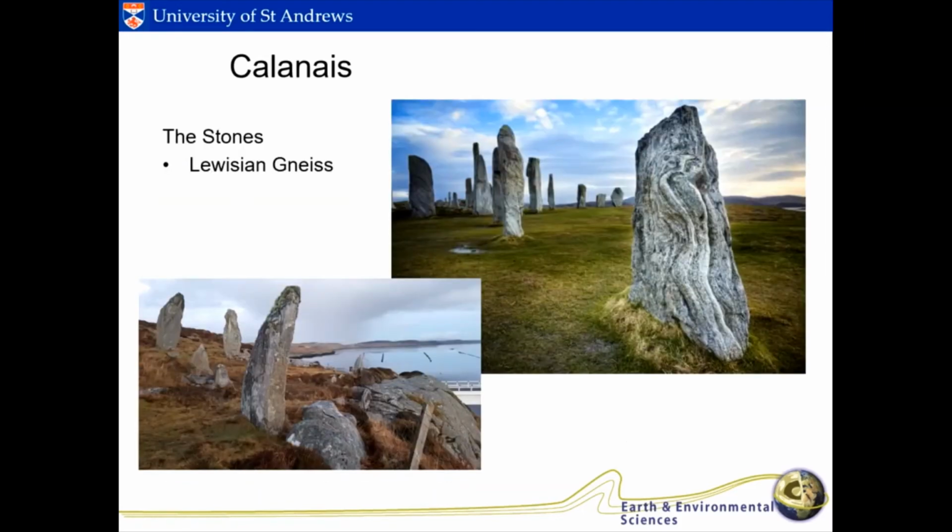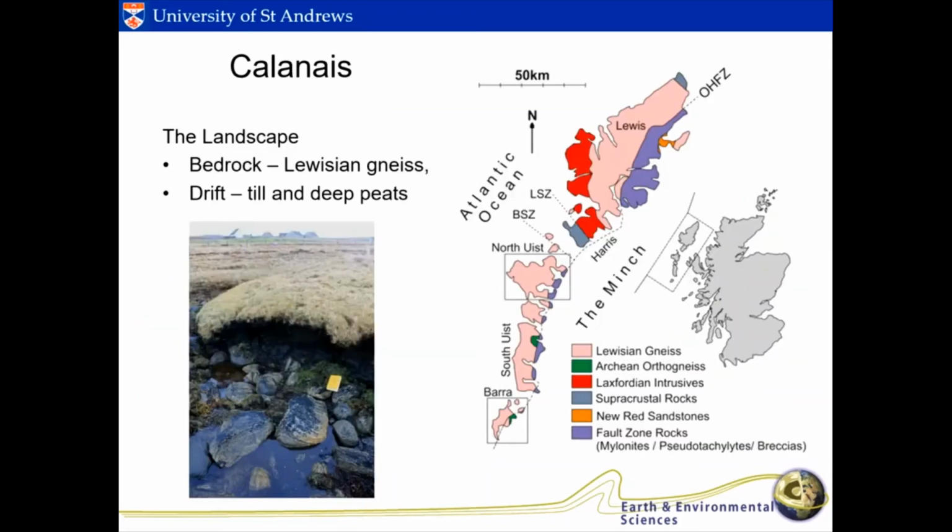There it is. The landscape bedrock is Lewisian gneiss. The stones are Lewisian gneiss. Very little topsoil, apart from deep peats everywhere. And the peat has, of course, buried lots of this landscape. In fact, here you can see 1.5 metres of peat burying stones of bedrock material, the Lewisian gneiss. And in fact, we actually see walling, and probably Neolithic walling, being buried beneath these deposits of peat.